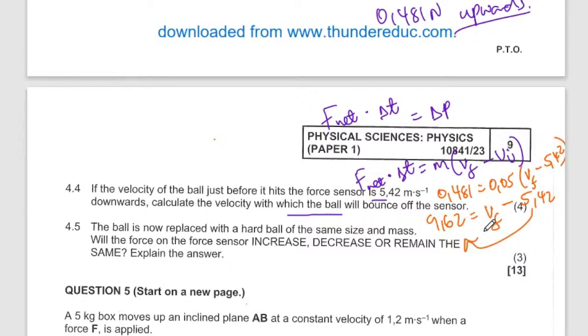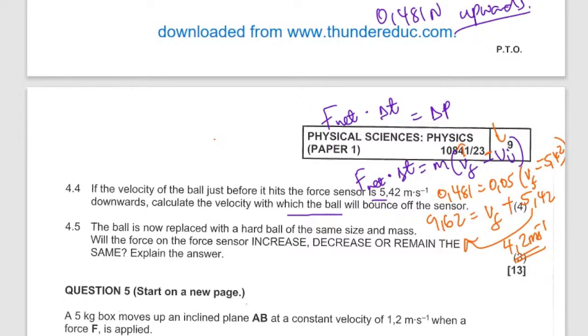Is my sign correct? Because the final is moving upwards and the initial is moving downwards, it's a minus and a minus, that's a plus, which means I'm going to subtract. So 9.62 minus 5.14 gives me 4.2 meters per second. Okay, so that's our final, and the final is going to act upwards.